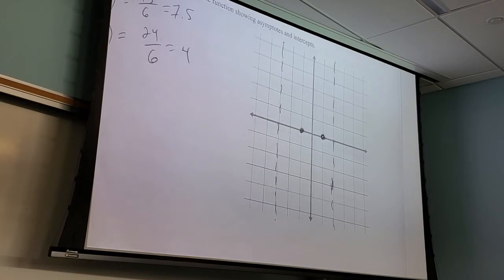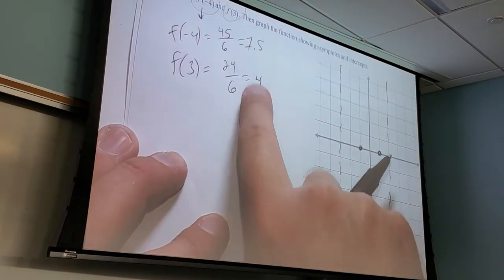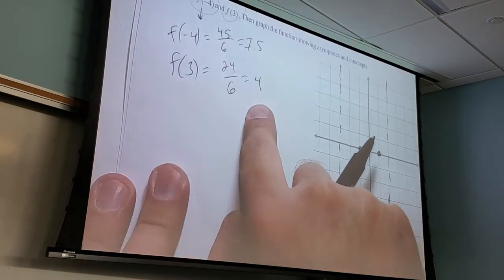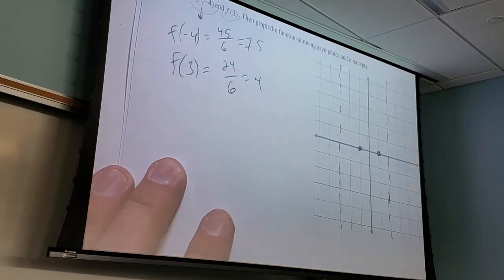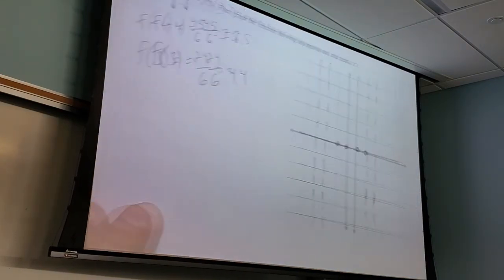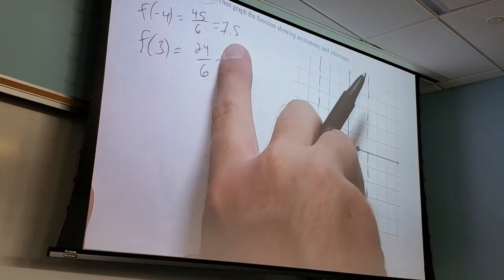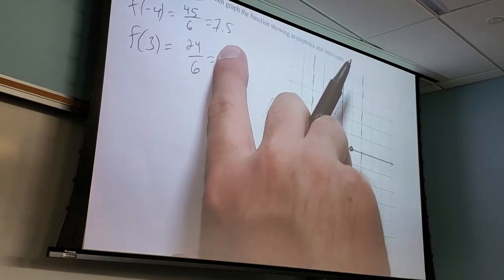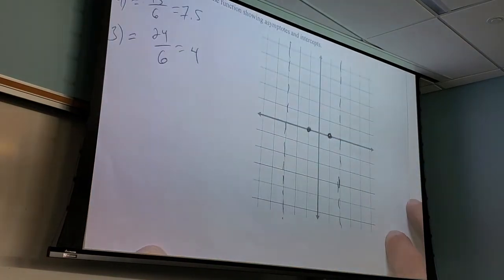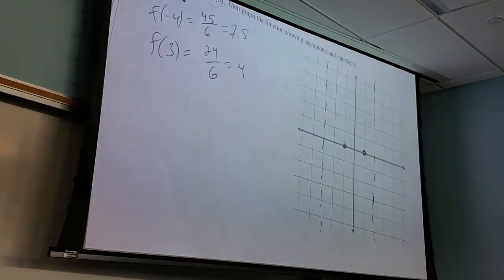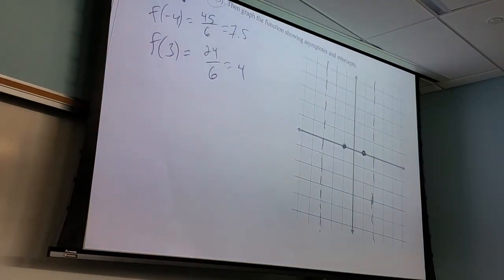So what do you think my y scale should be considering these outputs here? Is the scale by 1s good enough? I want to be able to plot 7.5, right, as an output. You guys with me? I want to be able to plot up to 7.5 at least, so maybe up to 8. I don't want to go by 1s because then the top would be 5, right? So what do I want to go by instead? 2s, maybe. Yeah, 2.